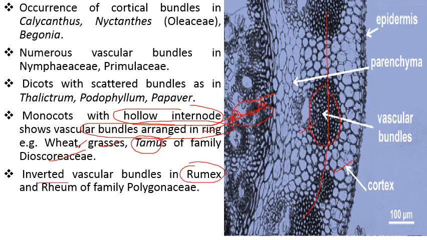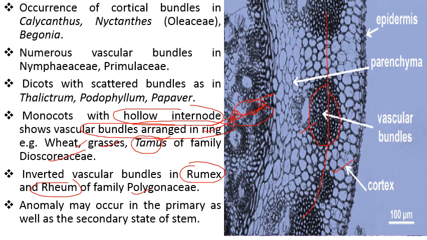Inverted vascular bundles in Rumex and Rheum of family Polygonaceae, which are again anomalous. Anomaly may occur in the primary as well as in the secondary state of the stem. So the anomaly or abnormality may be present in the primary structure also, and it may be present.